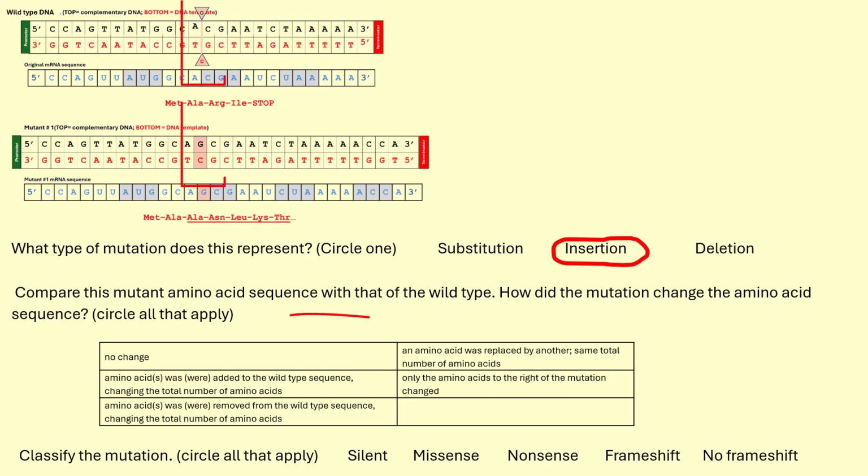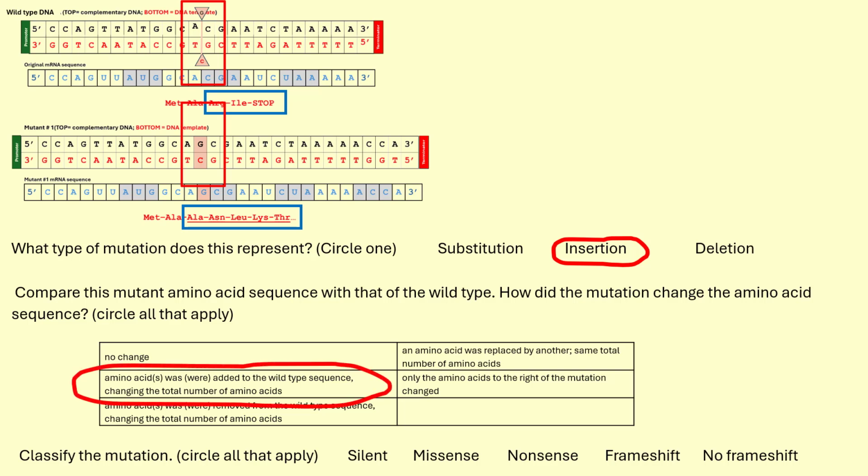Next, compare the mutant amino acid sequence to that of the wild type's amino acid sequence and ask the question, how did that mutation change the amino acid sequence? In comparing these amino acid sequences, notice that the mutant has more amino acids in its sequence. So you're going to circle that amino acids were added to the wild-type sequence, changing the total number of amino acids.